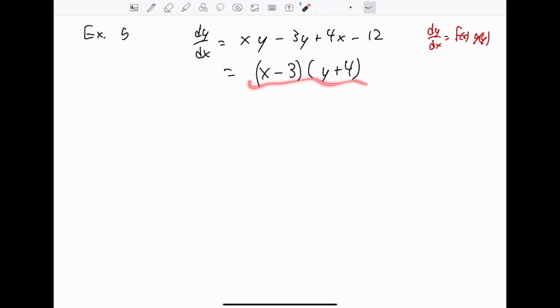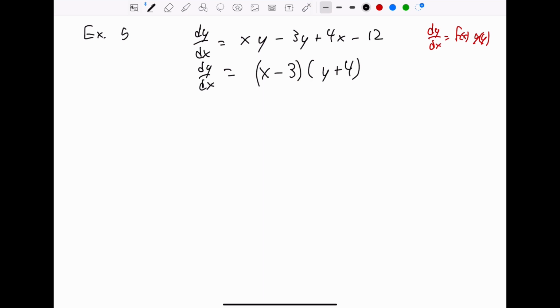Where do I get this? Well, imagine expanding this out. Think of foiling this out. We'd have x times y, xy, and then minus 3 times y, minus 3y, 4 times x, plus 4x, and then negative 3 times positive 4, negative 12. So we've just factored this expression. And now we have a function of x times a function of y. We can proceed with separation of variables. So before we could do separation of variables here, we first had to write a function of x times a function of y. Now we can proceed.